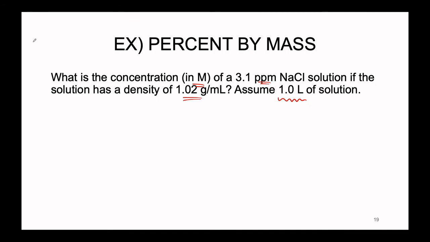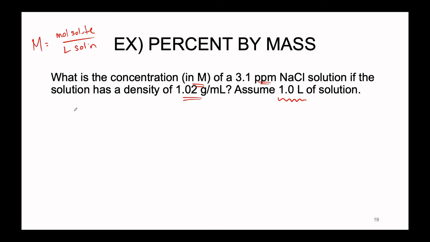We need to find a concentration in capital M, and we know capital M is moles solute divided by liters solution. So again, we're going to pay close attention to solute versus solution versus solvent. We are told that the solution has a percent by mass that is 3.1 parts per million, and we're also told the density of the solution. All right, so we can use density in much the same way as we saw before. We're going to see how to approach that in a little bit, but I want to make sure that we're not getting ahead of ourselves.